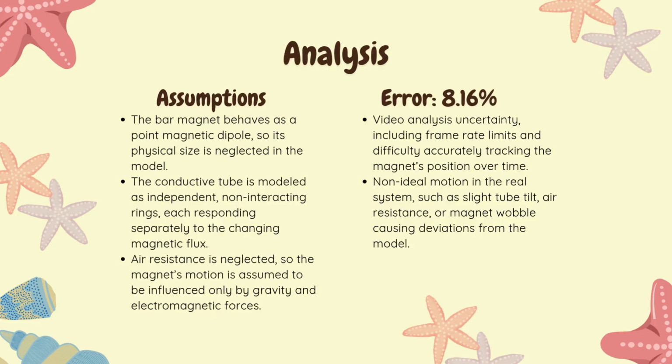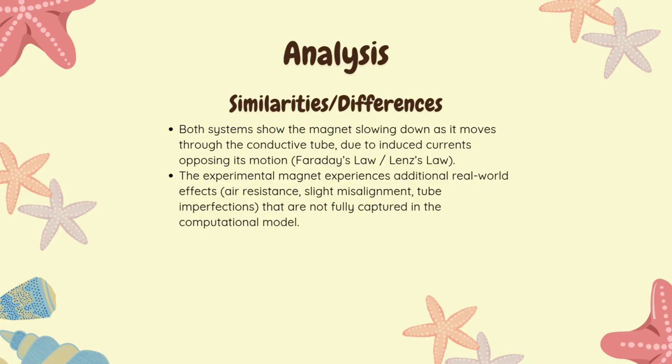Now, some assumptions that I had to take in this lab were that the bar magnet behaves as a point magnetic dipole, so its physical size is neglected in the model. The conductive tube is modeled as independent, non-interacting rings, each responding separately to the changing magnetic flux, and we neglected air resistance. So that 8.16% error could have come from video analysis uncertainty or non-ideal motion happening in real systems. Some similarities and differences: both systems show the magnet slowing down as it moves through the conductive tube due to induced currents opposing its motion. Remember Faraday's and Lenz's law. And then the experimental magnet experiences additional real-world effects such as air resistance and slight misalignment of the tube. They're not fully captured in the computational model.